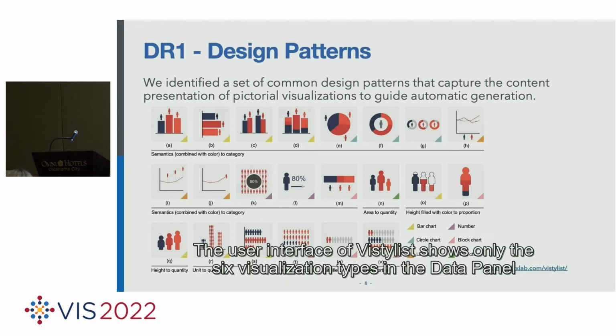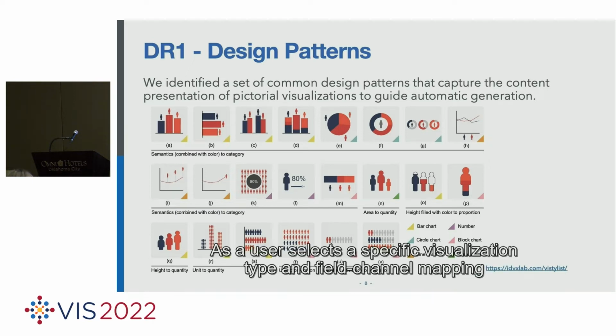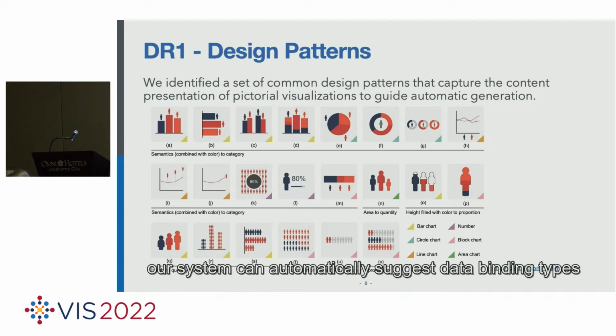The user interface of vStylist shows only the 6 visualization tabs in the data panel and hides data binding types from users. As a user selects a specific visualization type and field channel mapping, our system can automatically suggest data binding types.